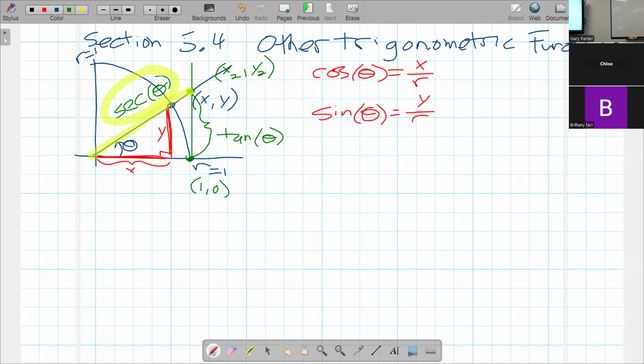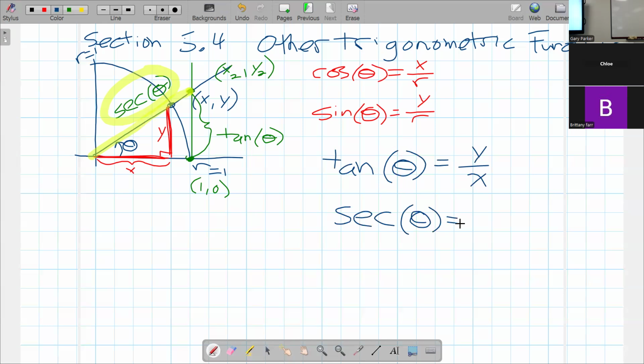Just like we define the cosine of an angle to be the x value over the radius and the sine to be the y value over the radius, the tangent is defined for some angle to be the y value divided by the x value at the point for which that angle and ray create on the unit circle. And the secant is defined to be the radius divided by the x value.